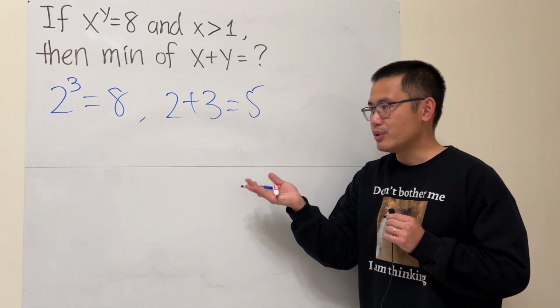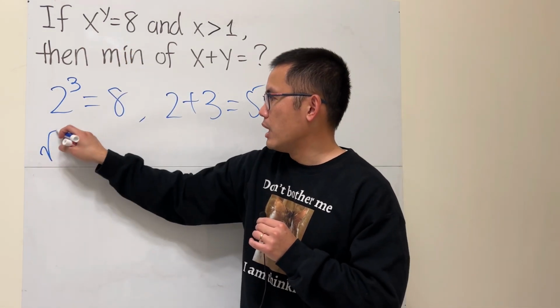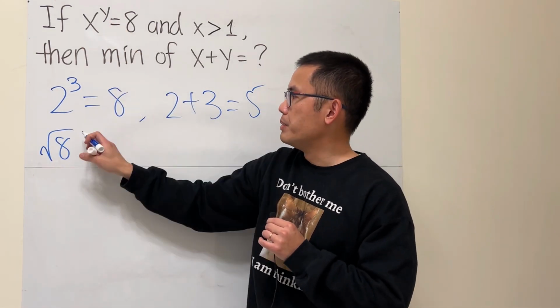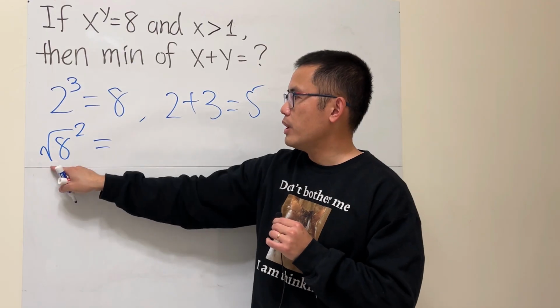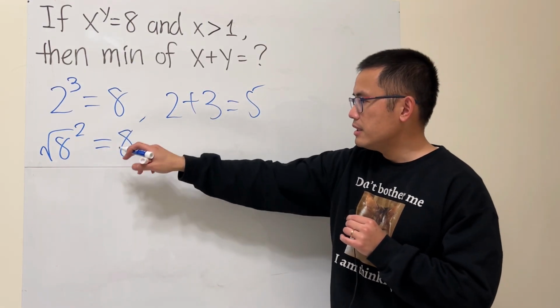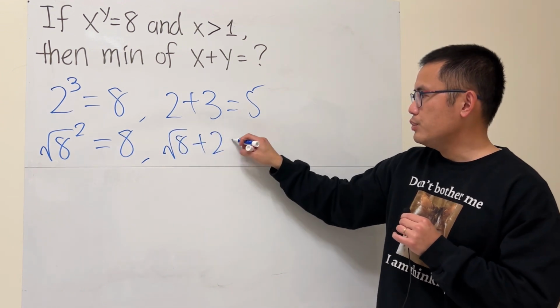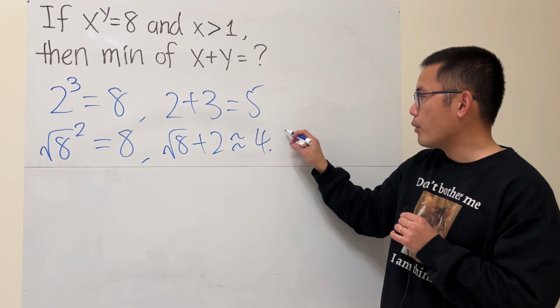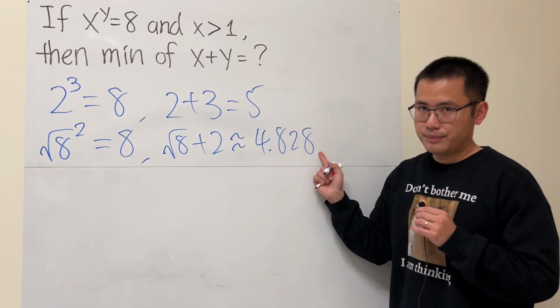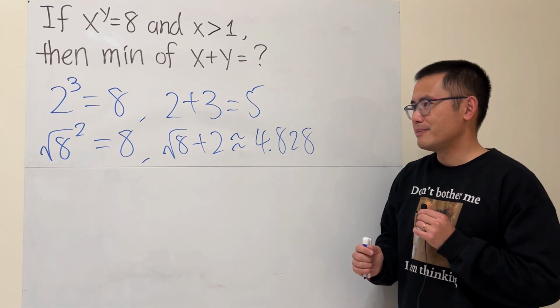No, because we could also do the following. What if I put x to be square root of 8, y to be 2? The square root and the square will cancel, so we'll still get 8. And in this situation, square root of 8 plus 2, work that out, you'll get approximately 4.828, which is smaller than 5. So does that mean this is the answer?